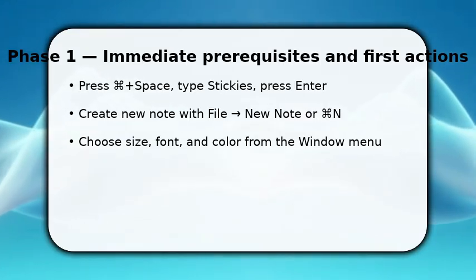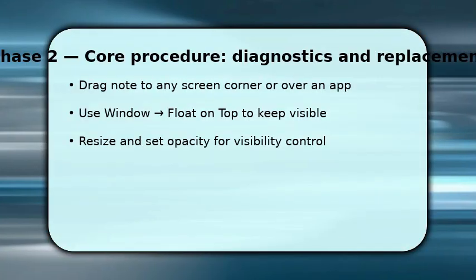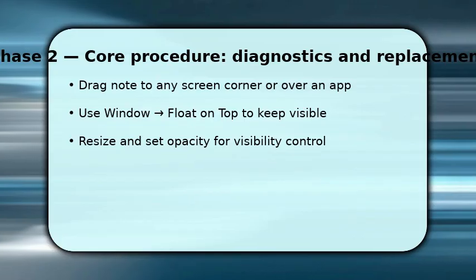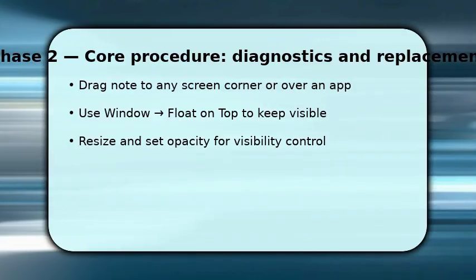Now position and pin your note where you need it. Click and drag the note to a corner, on top of a specific app, or near the menu bar so it's always in view. Open window, right arrow, float on top to keep the note above other windows. This is why it works as a persistent reminder.